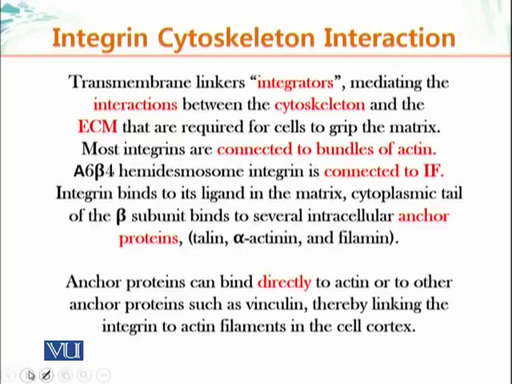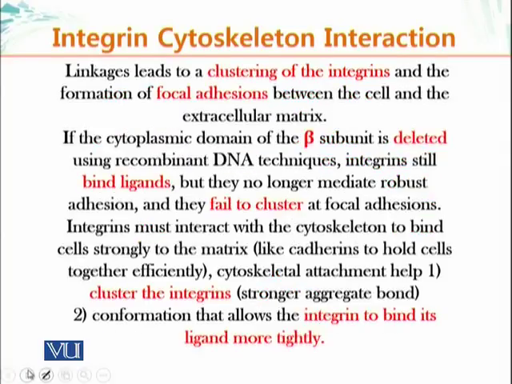Anchor proteins can bind directly to actin or other anchor proteins such as vinculin, thereby linking integrin to actin filaments in the cellular cortex. So it can be sort of an arrangement where an anchor protein is binding integrin and another protein is binding that particular anchor protein, and so on and so forth. Ultimately, the final anchor protein will bind a cytoskeletal element. These linkages lead to clustering of integrins and formation of focal adhesions between cell and extracellular matrix. So it's sort of a domino effect.